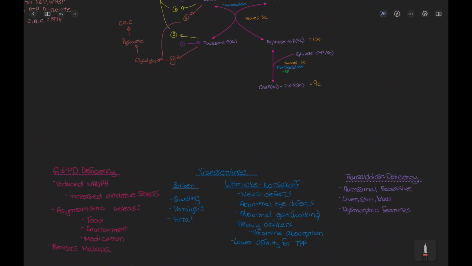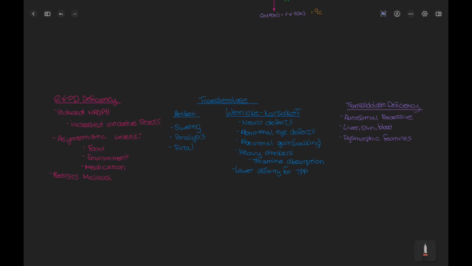There are a number of conditions that can result from deficiencies in some of the enzymes used here. Our first enzyme in the pathway is glucose 6-phosphate dehydrogenase. It has an X-linked condition that leads to glucose 6-phosphate dehydrogenase deficiency. Since this first step produces NADPH and its activity is reduced, we'll have more NADP plus buildup.